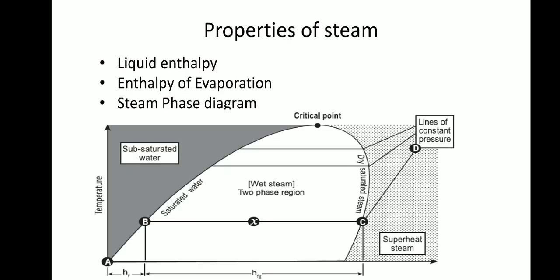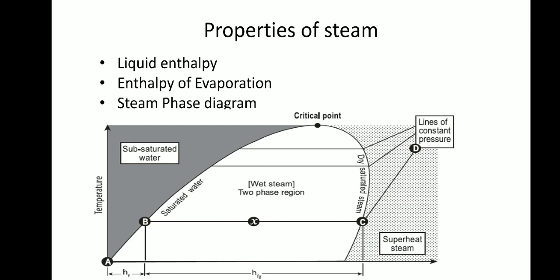Then the properties of steam. The first one is liquid enthalpy. The liquid enthalpy is the enthalpy in the water when it has been raised to its boiling point to produce steam and is measured in kilocalories per kg. Its symbol is hf.